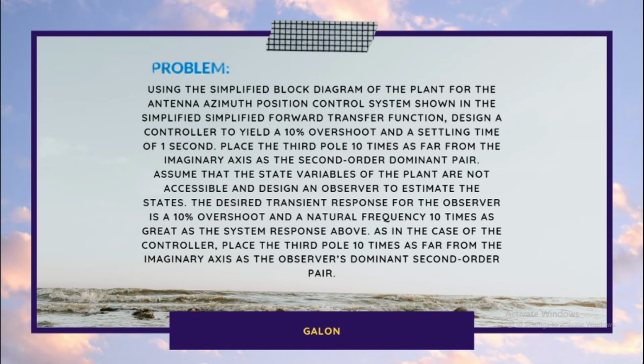The desired transient response for the observer is a 10% overshoot and a natural frequency 10 times as great as the system response above. As in the case of the controller, place the third pole 10 times as far from the imaginary axis as the observer's dominant second-order pair.